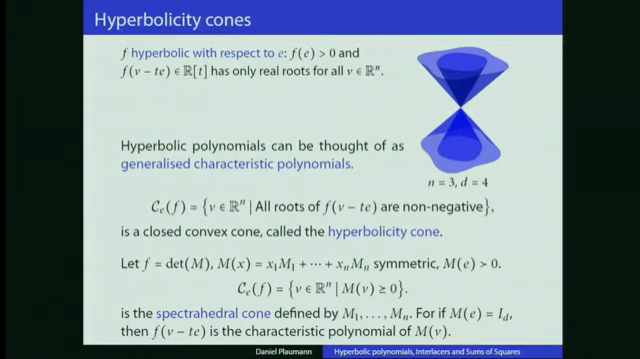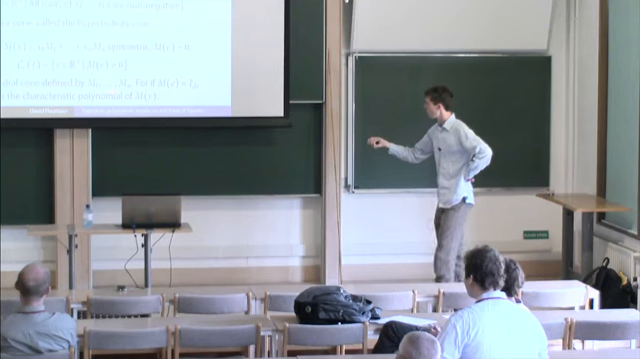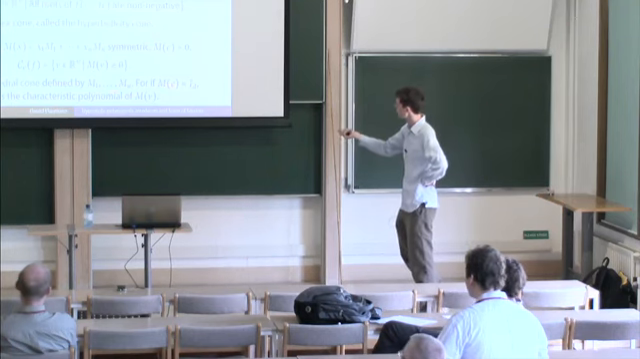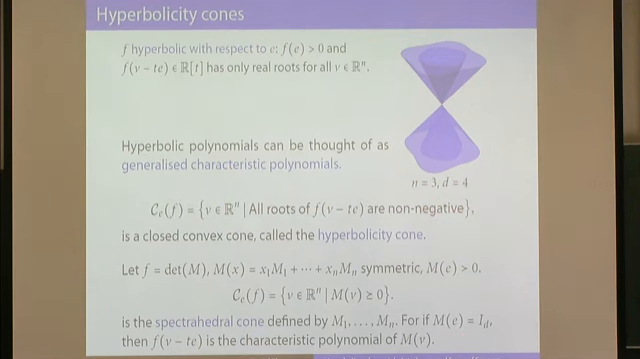And of course, if you actually have a determinantal polynomial, then the hyperbolicity cone is just a spectrahedral cone defined by these matrices because, say if M(e), this one fixed point, is the identity, then f(v - te) is simply the characteristic polynomial of the matrix M(v). And so these two coincide, and this gives you the spectrahedral cone.